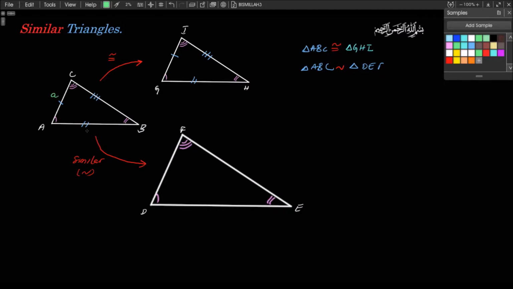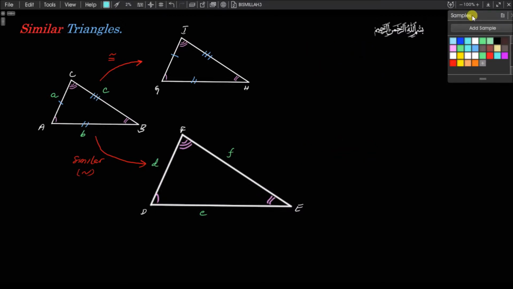So let's say we call this side A, this side B, and this side C, and let's call this side D, this side E, and this side F. All the corresponding sides would establish proportions, such as A over D is equal to B over E, and that would have to equal C over F, like this. So that is the difference between congruent triangles and similar triangles. In congruent triangles, all the angles are congruent and all the sides are congruent. And in similar triangles, all the corresponding angles are congruent and all the corresponding sides are proportional.